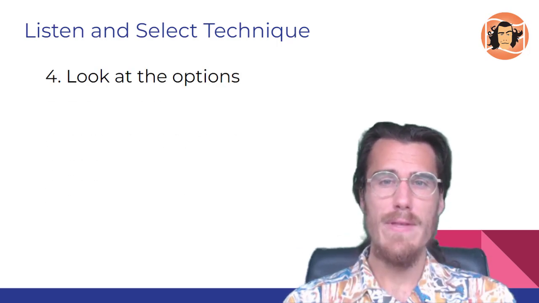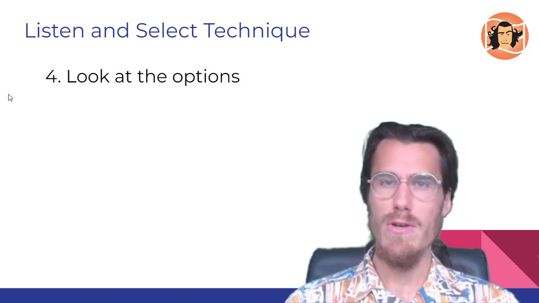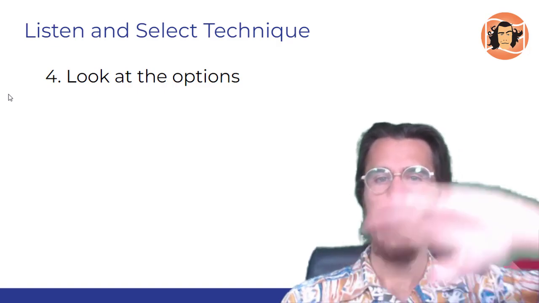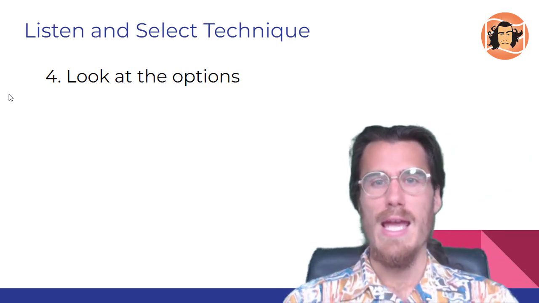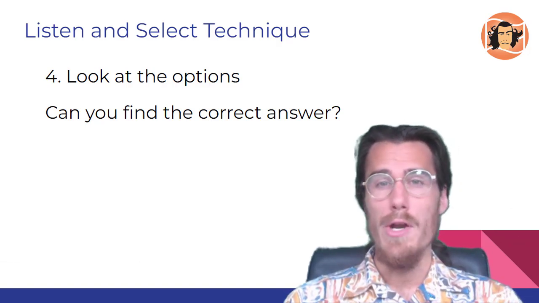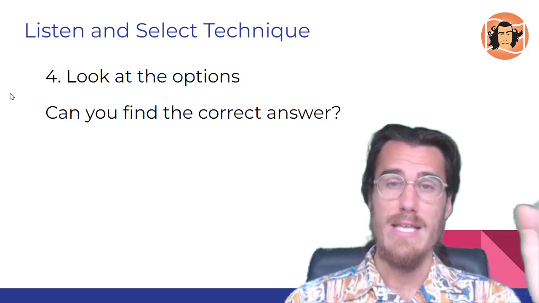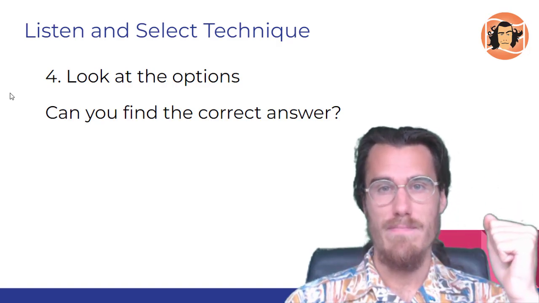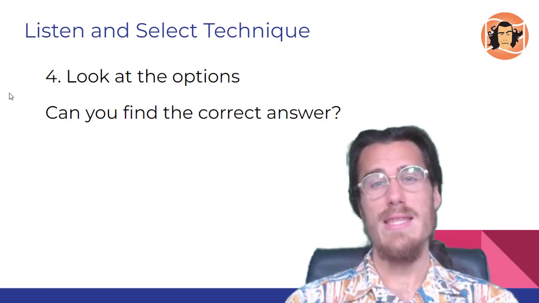The fourth step in the technique is to then look at the options. So once you think you know the answer from the audio, remove your hand and look at the options. And then maybe you will see that one option matches your thinking. And then you might be able to find the correct answer. So if one of the options is closest to what you thought, probably that is the right answer.